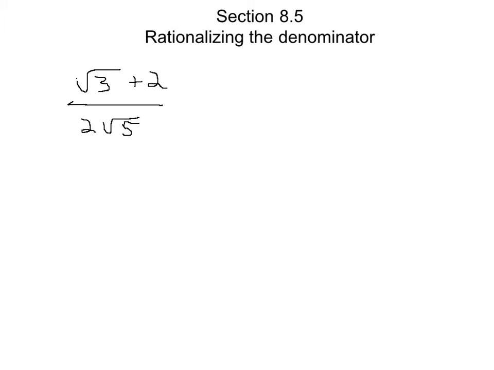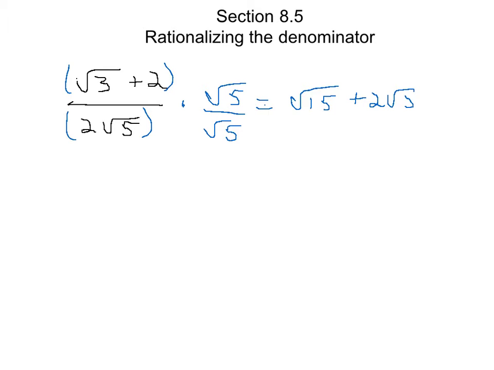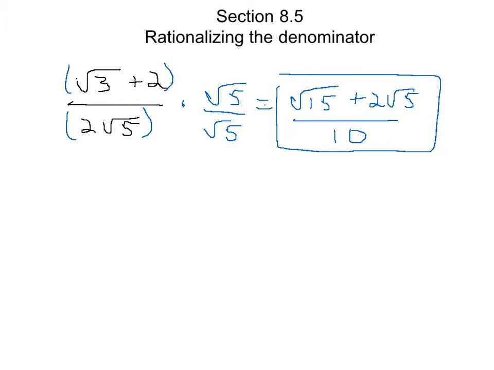So if I want to simplify this and get rid of the radical, I have to multiply top and bottom by whatever it takes to get rid of that radical in the bottom. And that is simply square root of 5 over the square root of 5. So if I multiply out, what I get is the square root of 15 plus 2 square root of 5 over 2 times 5, or 10. And that's a simple example of rationalizing the denominator. So let's look at one that's a little bit more interesting.